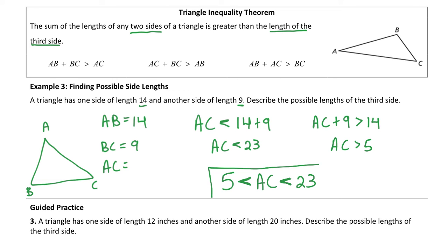So this is the inequality I write, which represents AC has to be between 5 and 23. It can't be 5, it can't be 23, it's got to be in between those two lengths. So what you're thinking about is that your third side, there's two possibilities. Your third side that you're finding the possibilities for could either be the longest or shortest side. So essentially, you're adding the two given lengths together. That's the limit for the longest side. You're subtracting them. That's the limit for the shortest side.